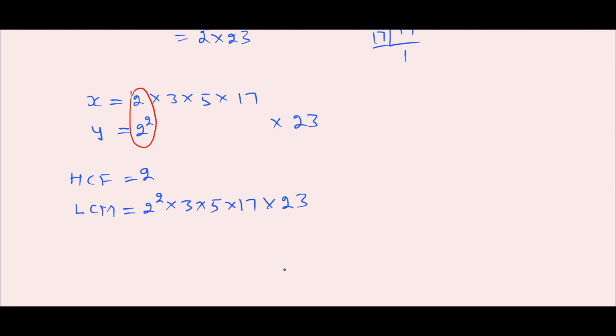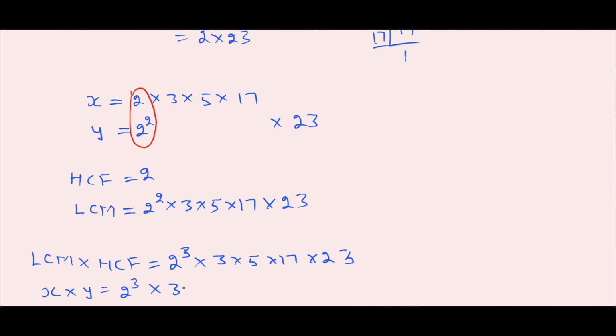Now we have to verify that the product of LCM and SCF should be equal to the product of the given numbers. So if I multiply LCM times SCF, the power of 2 will become 3, then 3, then 5, then 17, then 23. And if we multiply the numbers, that is x times y, 2 square times 2, that is 2 cube, then 3, then 5, then 17, then 23.